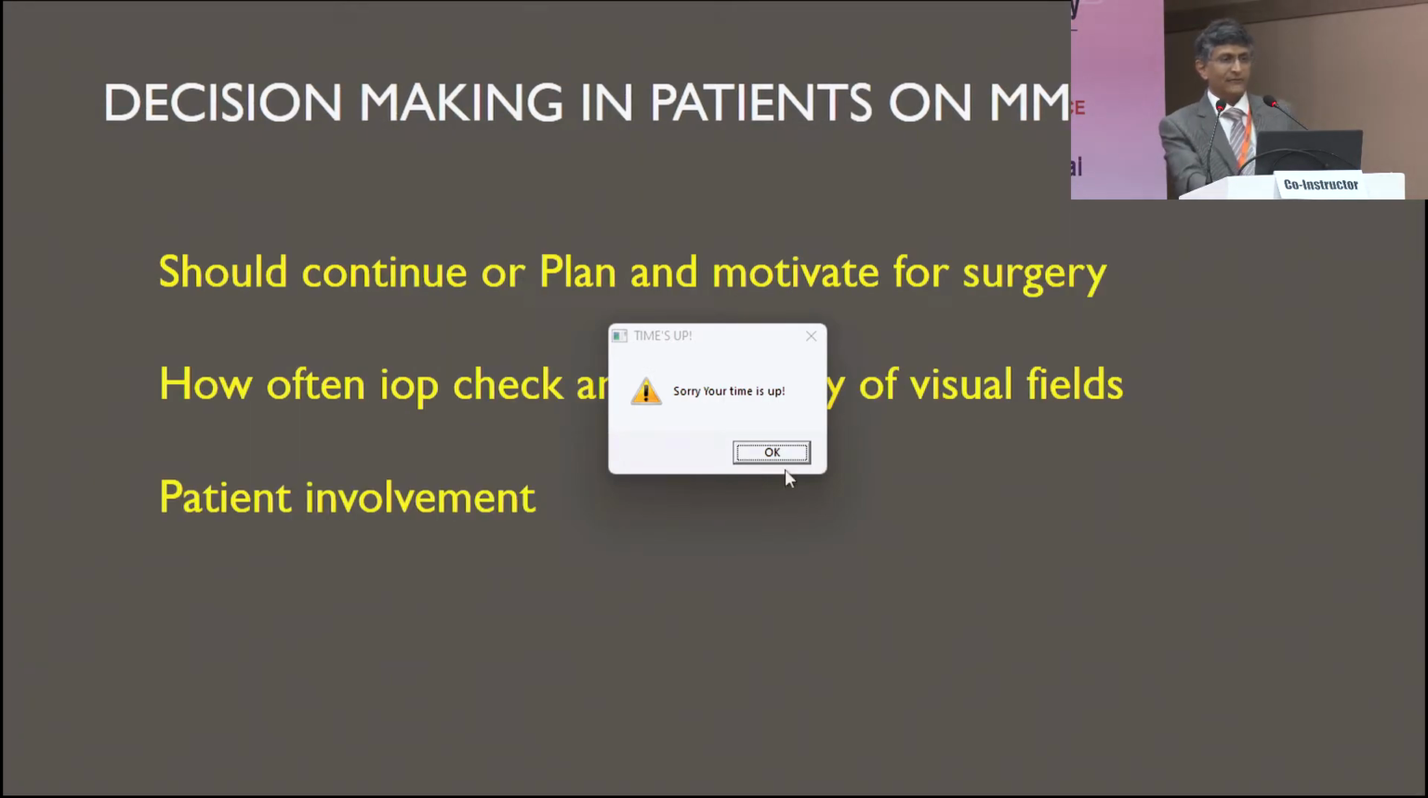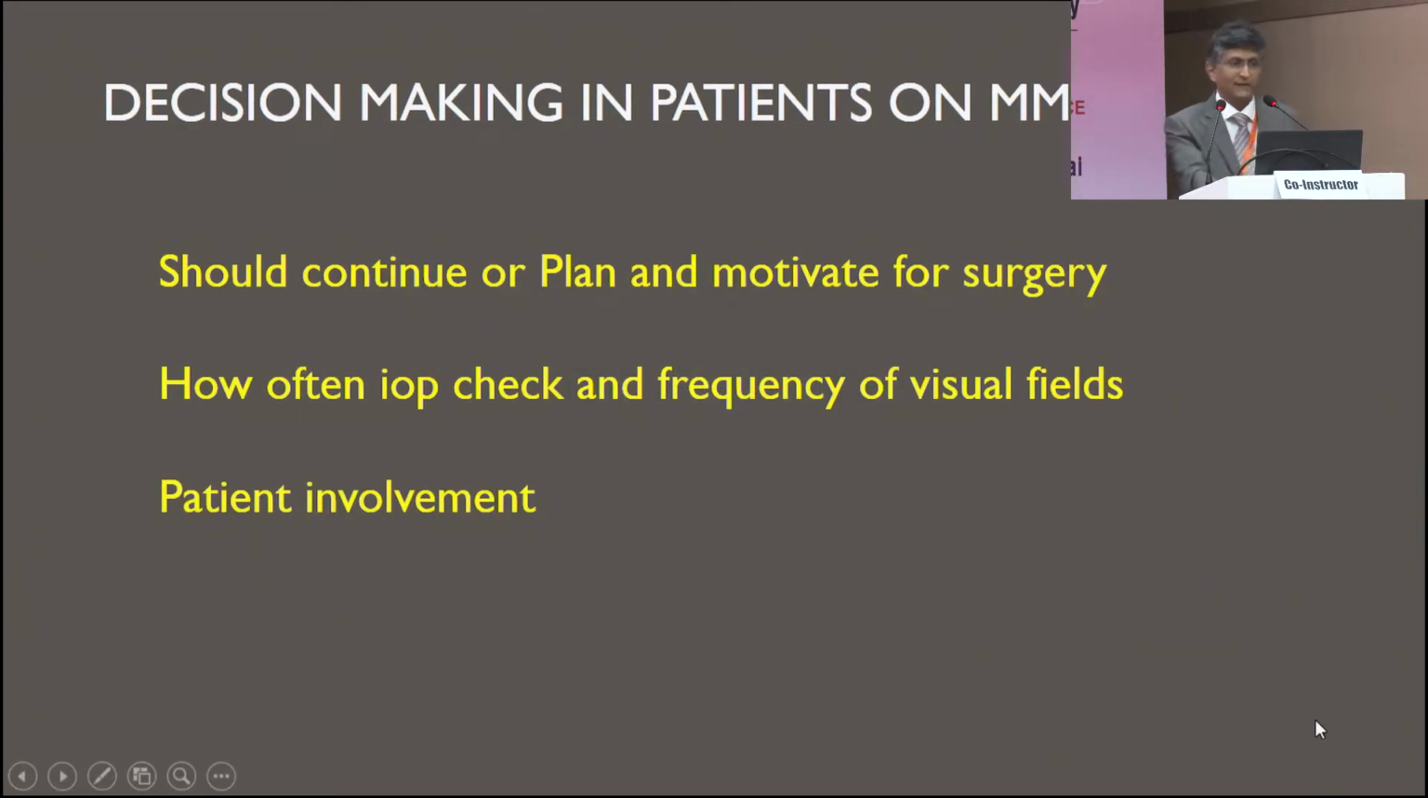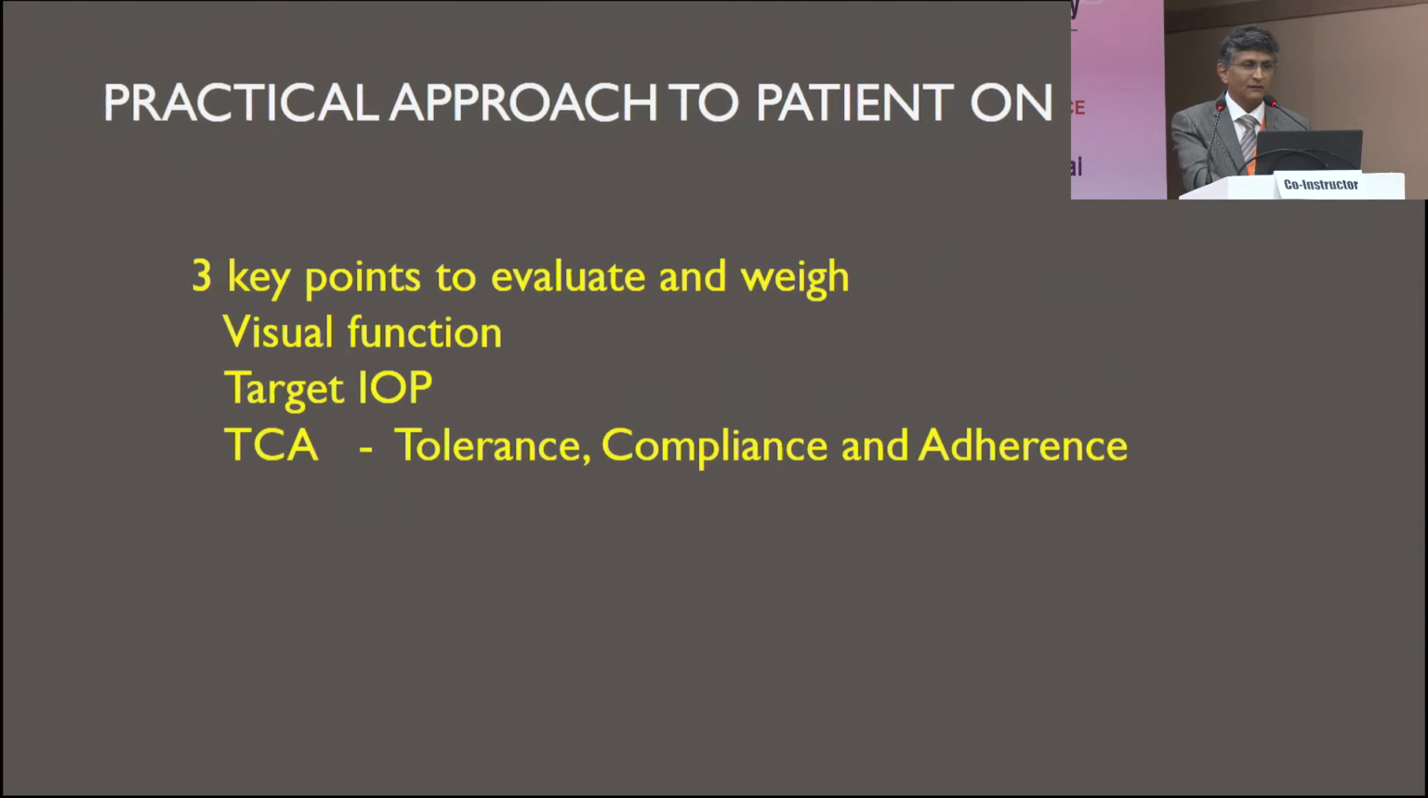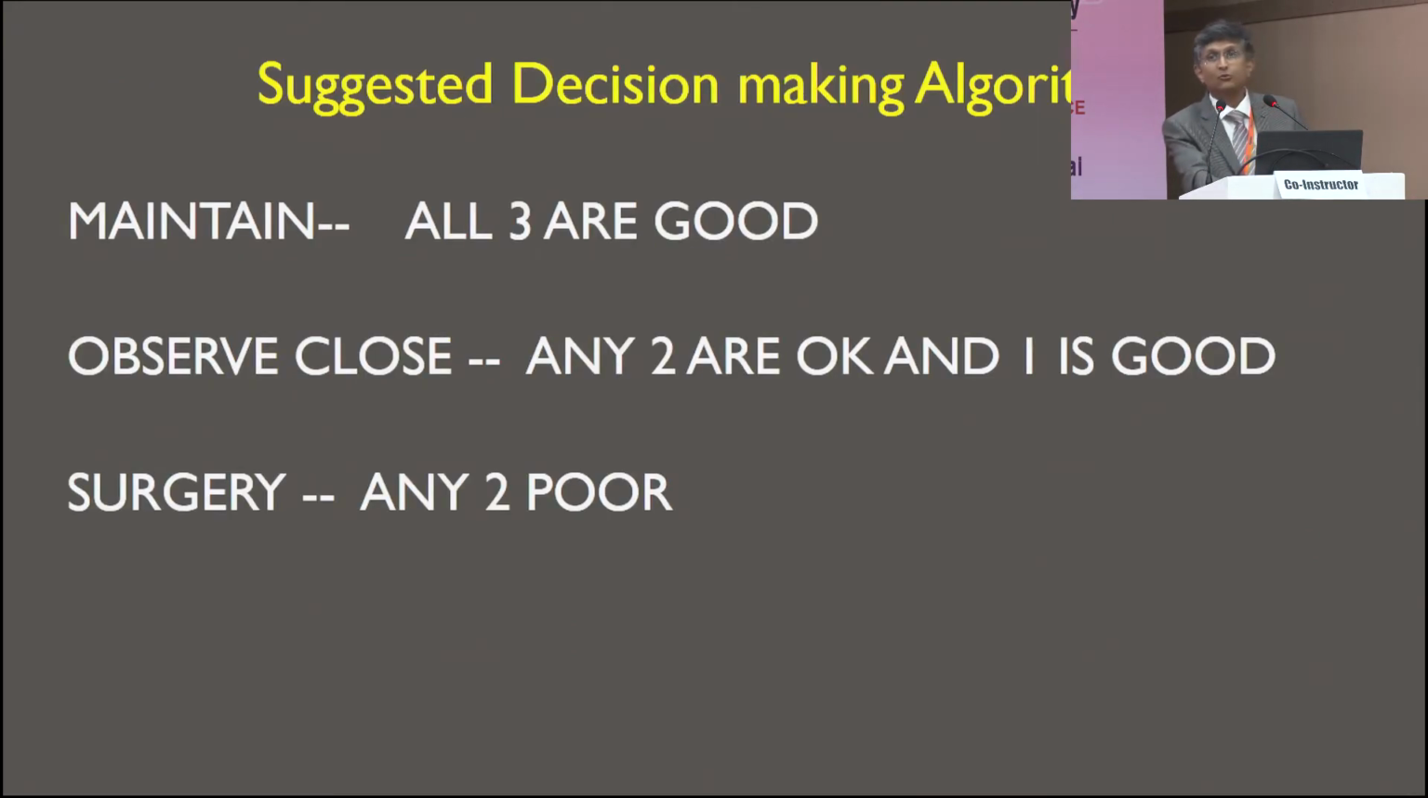So then you have to make a decision whether to motivate the patient for surgery or you have to continue. Also, you have to decide at what frequency you will continue to monitor the patient's visual fields and involve the patient more. So coming back to the 3 points I said, the 3 points I would like to evaluate are visual function, target pressure, and TCA. And how the patient is doing on each one of these 3 points will guide me to the decision.